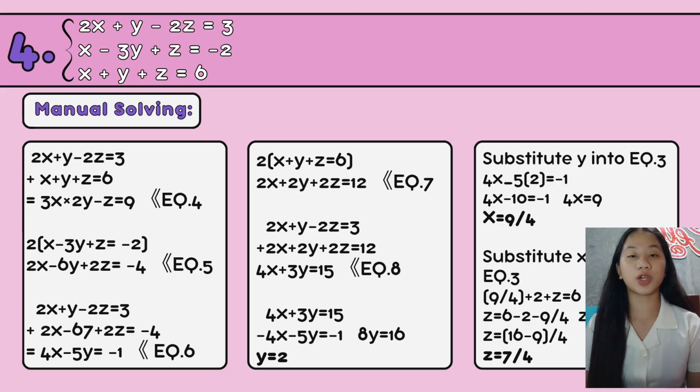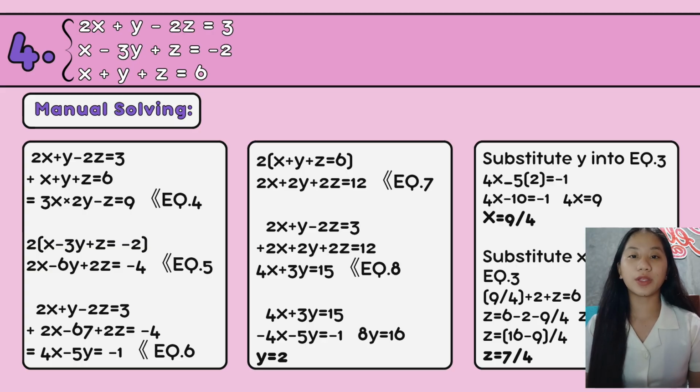So that's equation 5. And then we need to add equation 1 to equation 5. Therefore, we got equation 6, which is 4x minus 5y equals negative 1. And then, we're going to multiply equation 3 by 2. Therefore, we get equation 7, which is 2x plus 2y plus 2z equals 12. And then, we're going to add equation 1 and equation 7 to get equation 8. We have 4x plus 3y equals 15.